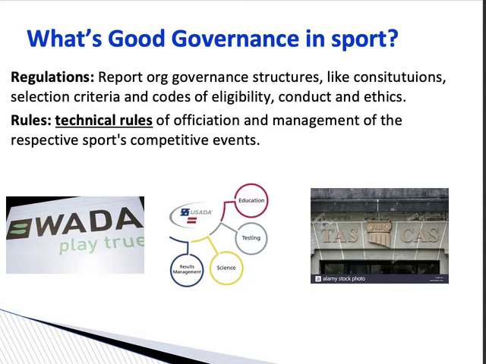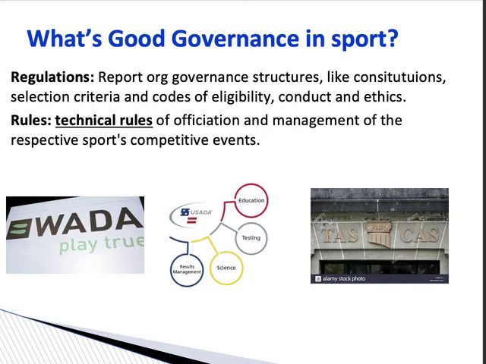The first one is regulation. Regulation means we have organizational governance structures, like a constitution, a legal mechanism, selection criteria and others. So it means we have a very good structure to oversee how policies and rules are implemented and enforced in the system. A governing body doesn't just introduce the rules, but also makes sure the rules are implemented and enforced in the system. So this is what regulation is about.